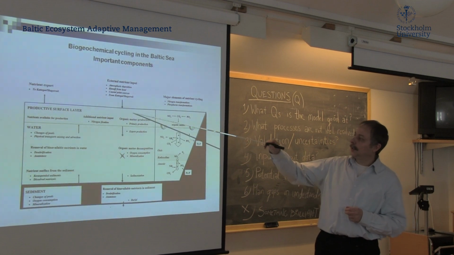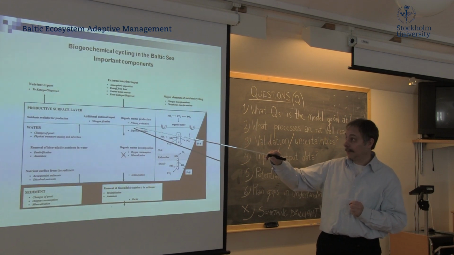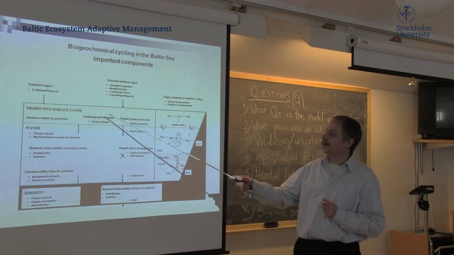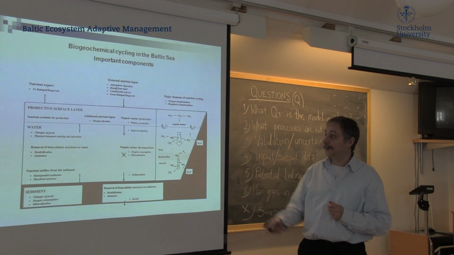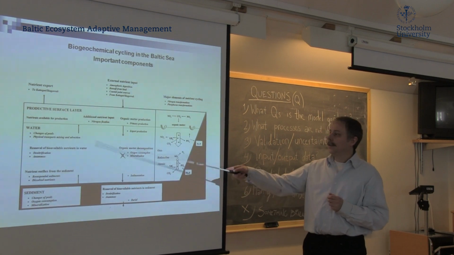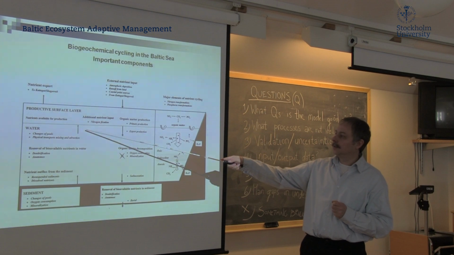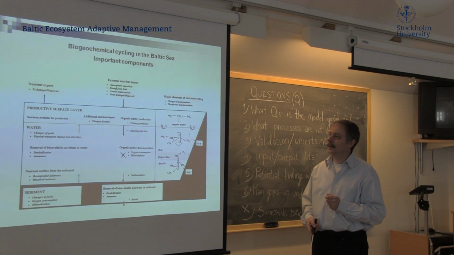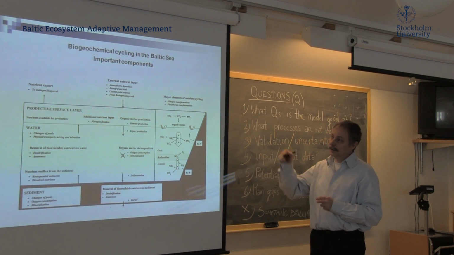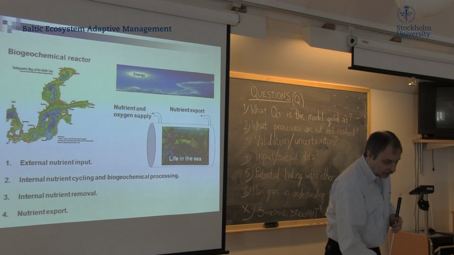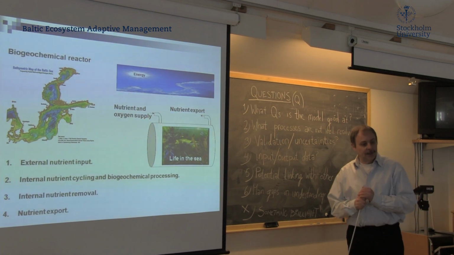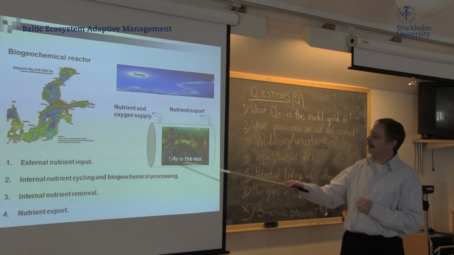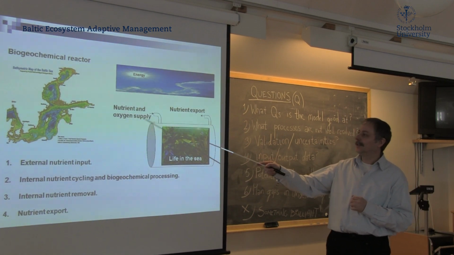You consume during the spring bloom, for instance, the nutrients, and the supply of nutrients is only in the vertical. So therefore, the vertical mixing and advection processes are very much important as well here, and the lateral transport of nutrients. So we can see the biochemistry as a reactor. So we have in the box the life, and we put in nutrients and oxygen.